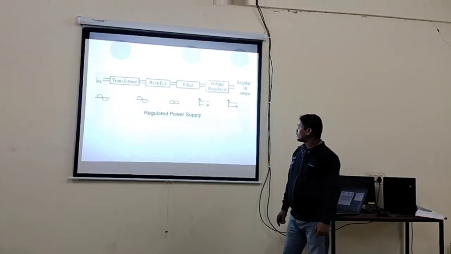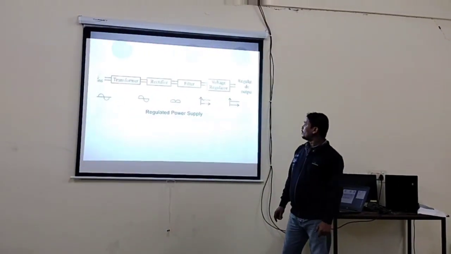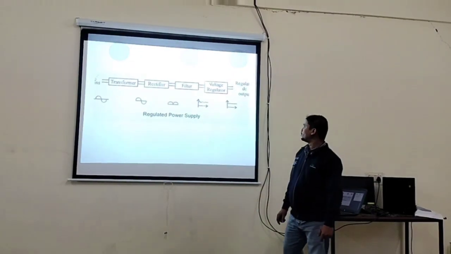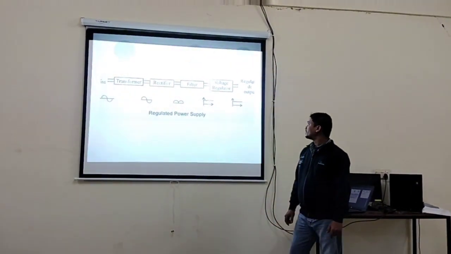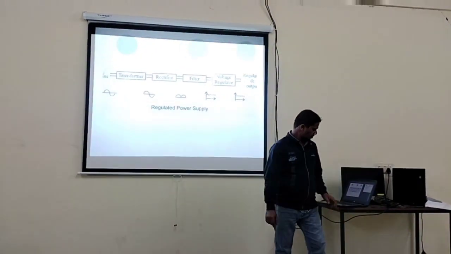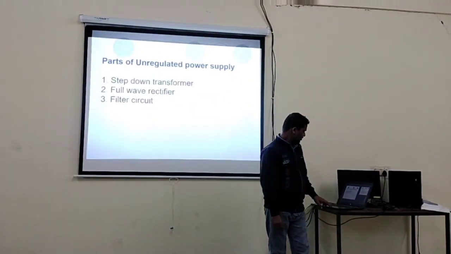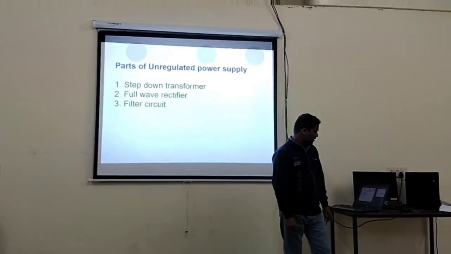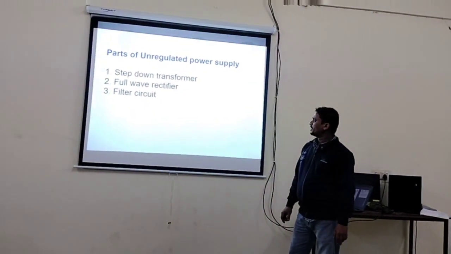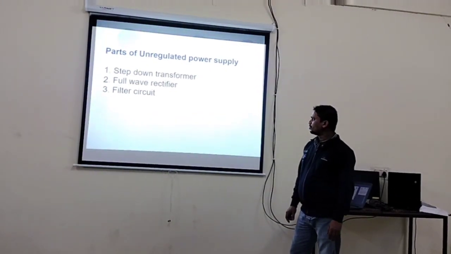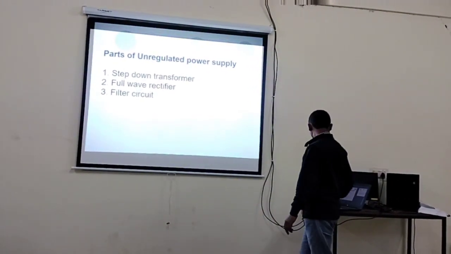The voltage regulator circuit regulates the output voltage, that is fixed voltage, and that fixed signal is given to the output circuit. Next, the parts of unregulated power supply, that is step down transformer, full wave rectifier, and filter circuit.